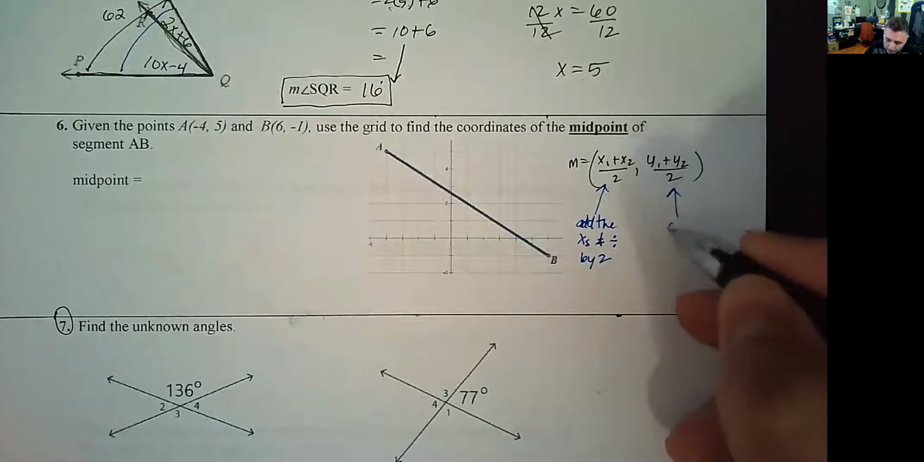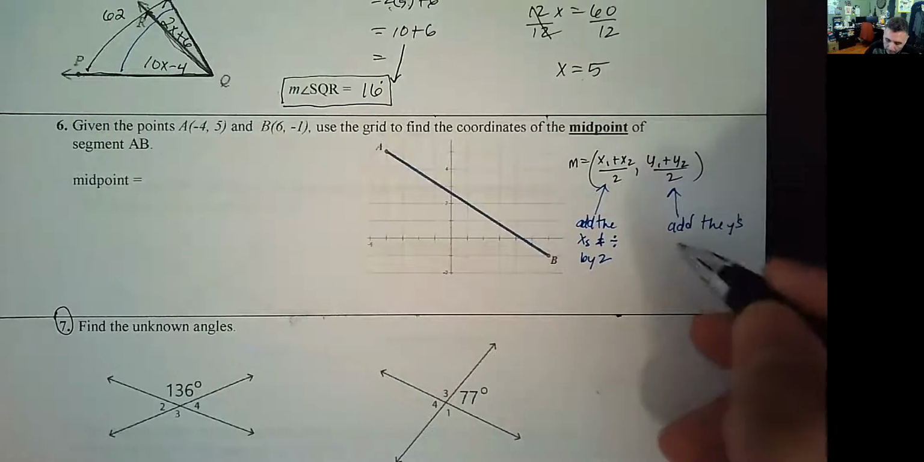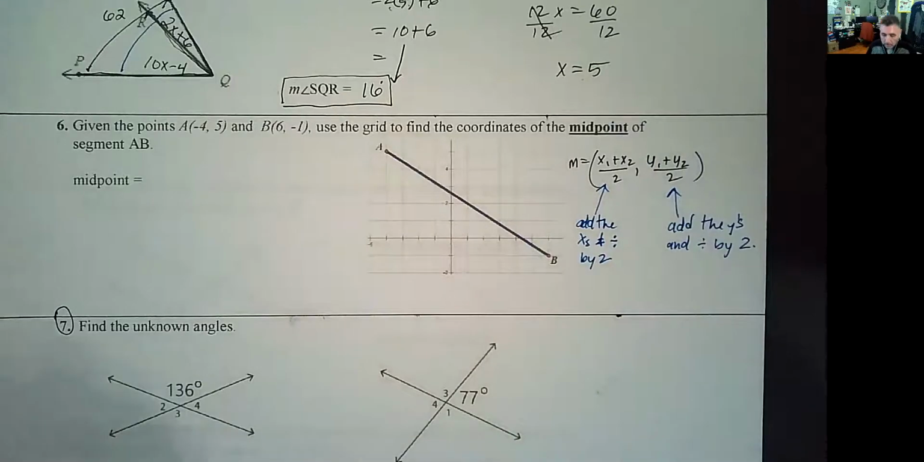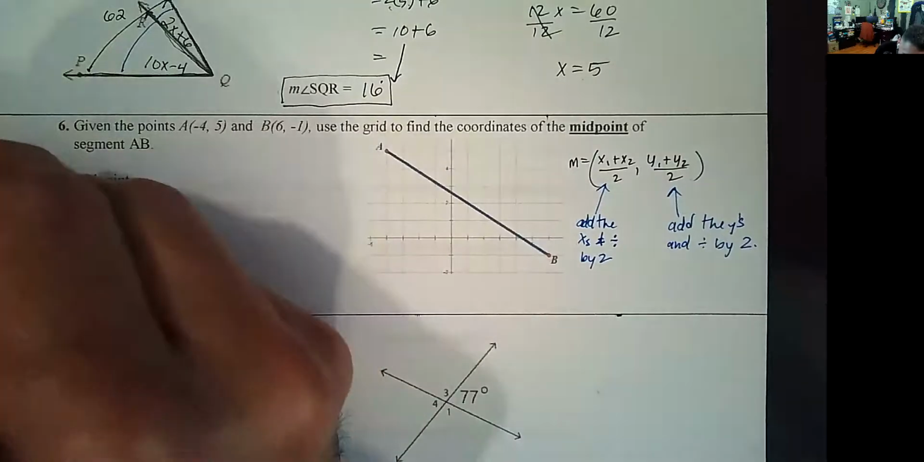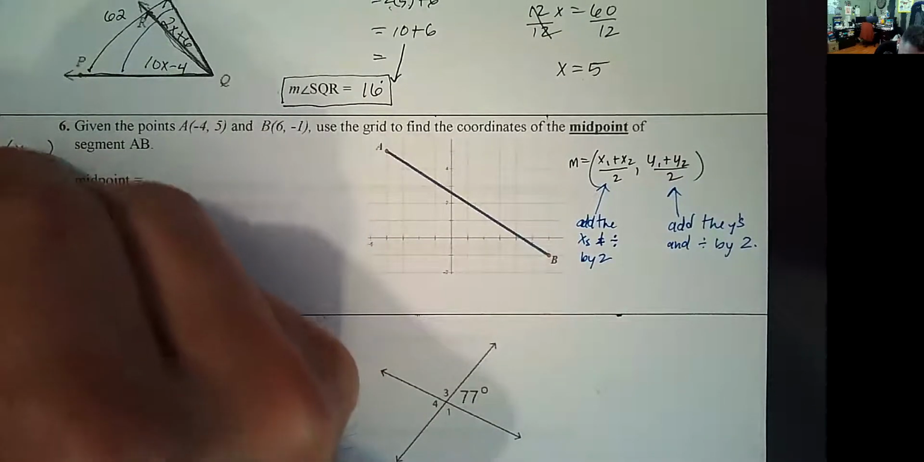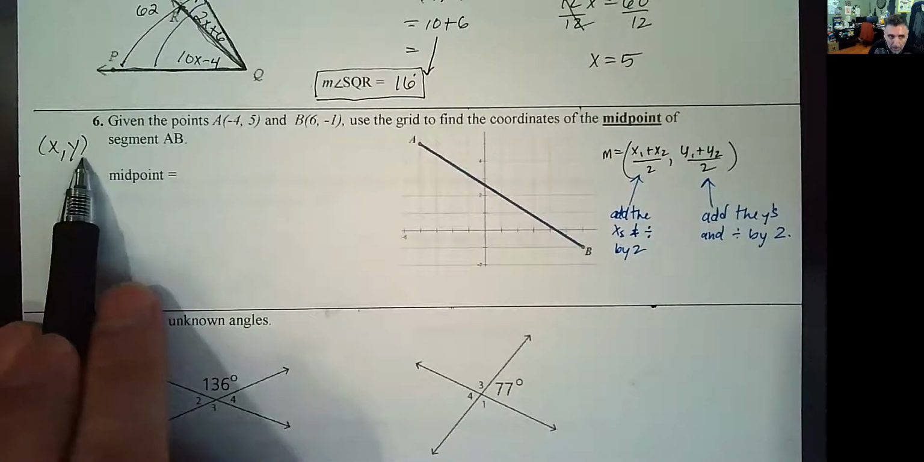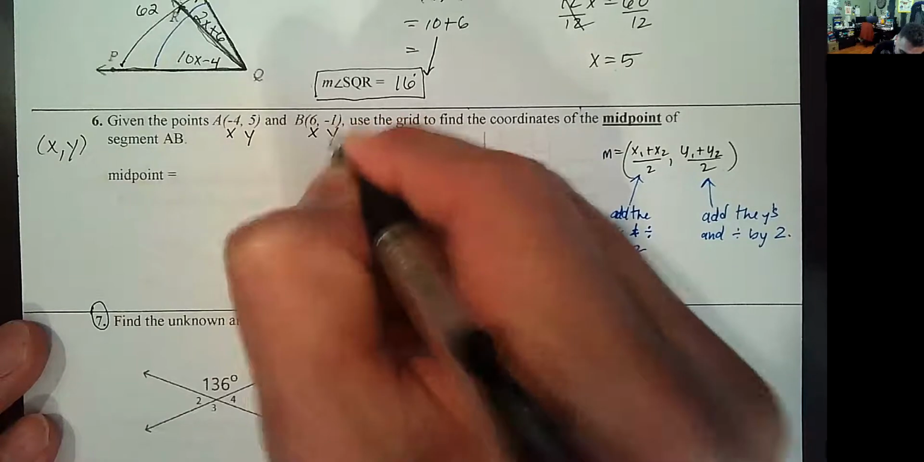Same thing with this one. Add the y's and divide by 2. You can do that. Everybody in here can do that. The only thing you do have to remember is that in a point, it's always x then y, like this. It's always in that order. Think alphabetical order. So I know this is x, y, and this is x, y.